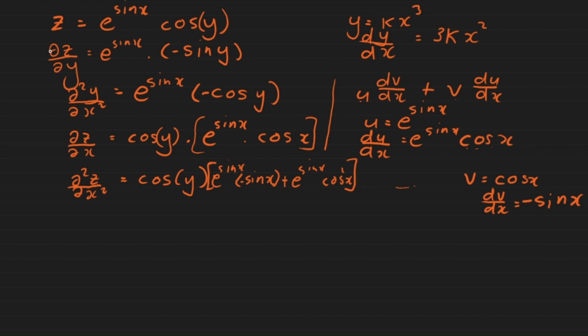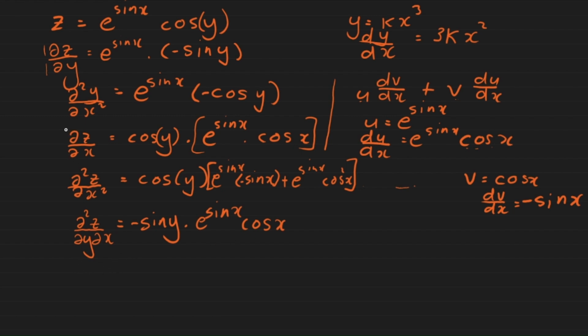In terms of the mixed partials, we could find dz dy, and then with respect to x, so d squared z dy dx. So we're finding e to the power sine x times minus sine y, and then we're finding the derivative of this equation with respect to x. So what we're going to be left with is minus sine y, since it's treated as a constant, multiplied by e to the power sine x, which is just e to the power sine x times cos x.